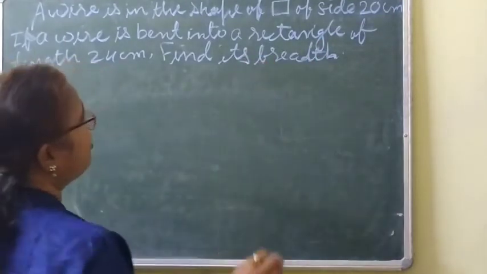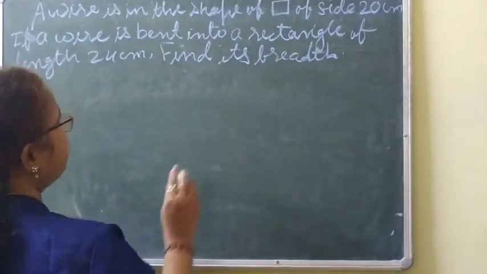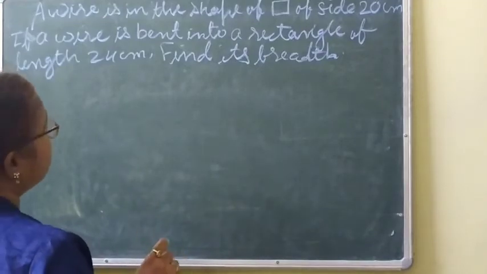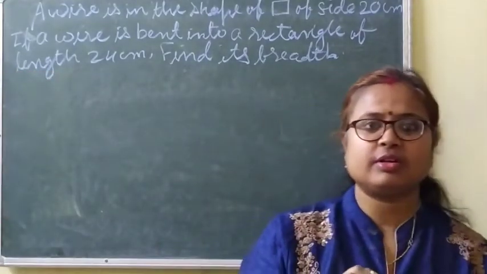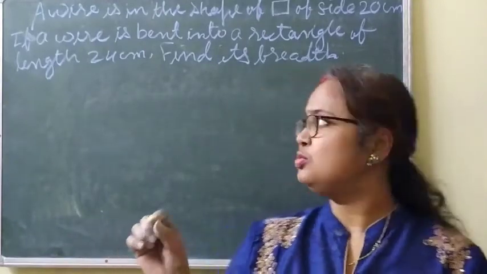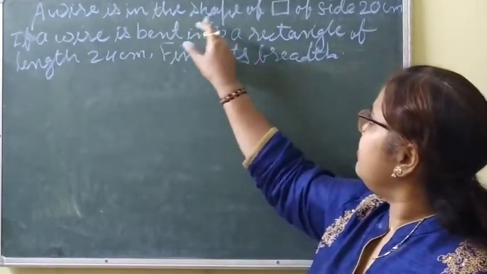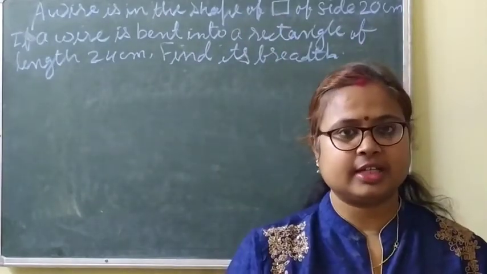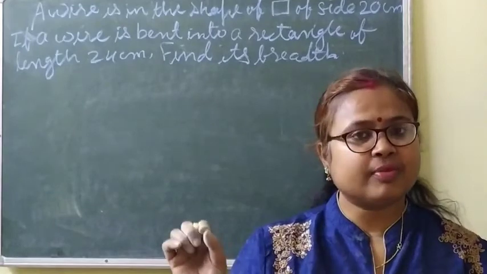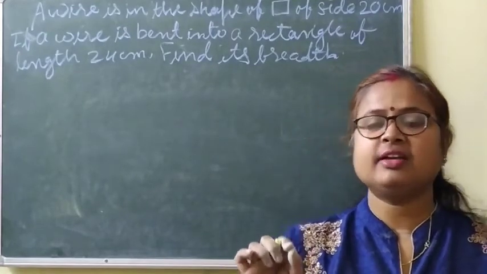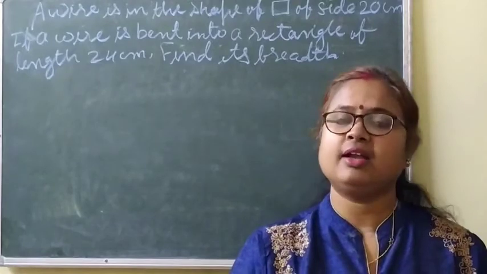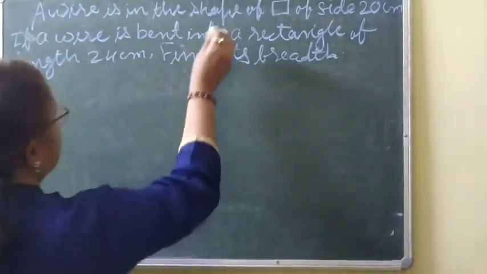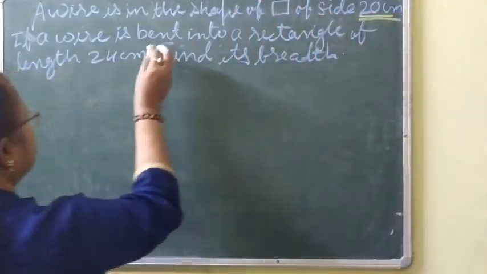A wire is in the shape of a square of side 20 centimeter. If a wire is bent into a rectangle of length 24 centimeter, means what? Means the same wire is used for what? The wire which is used for a square, the same wire is used for the rectangle. It means the length of the wire is same, and length of the wire is same means the perimeter of square and rectangle will be the same. Clear?